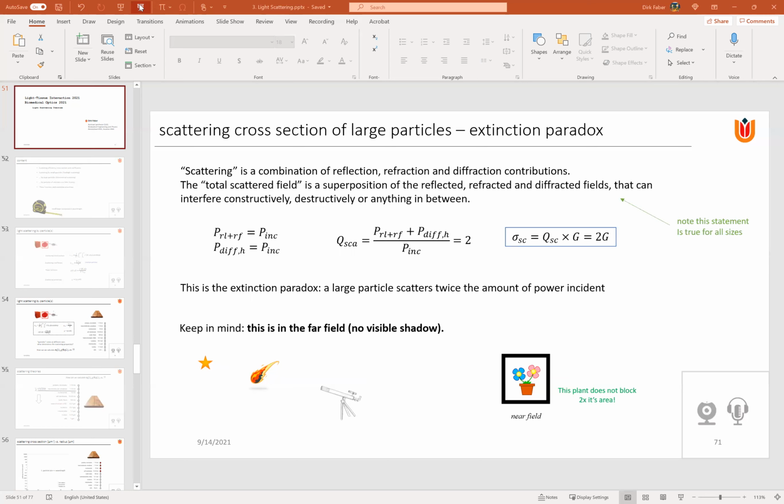So basically, that means that if both the reflected plus refracted powers of the classical, let's say the intuitively understandable powers, are equal to the incident power, and the power that is diffracted is also equal to the incident power, then the total scattering efficiency is going to be, because you have 2 times the same contribution, equal to 2. And that would mean that the scattering cross section is going to be equal to 2 times the geometrical cross section.